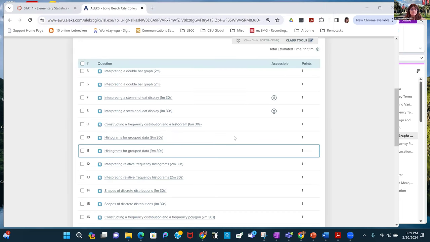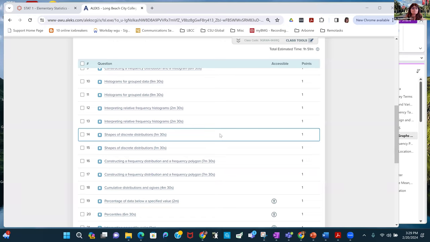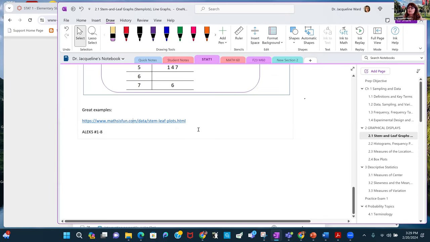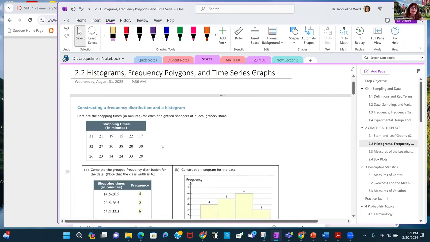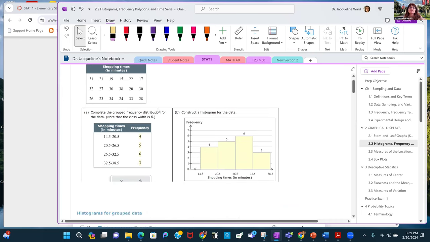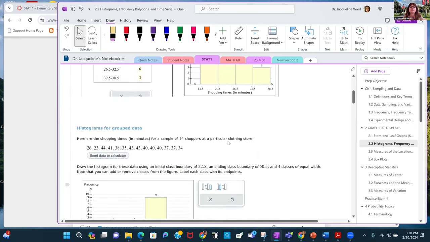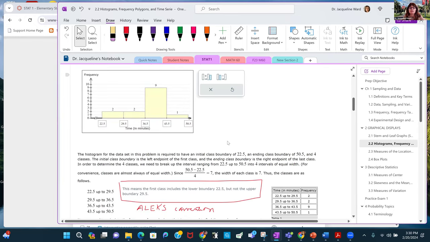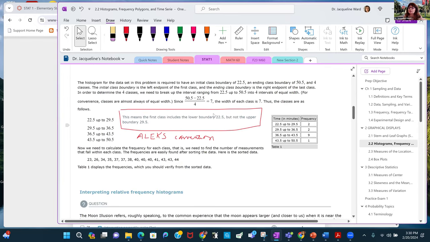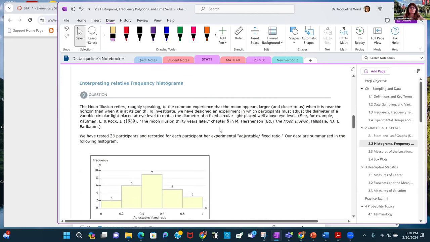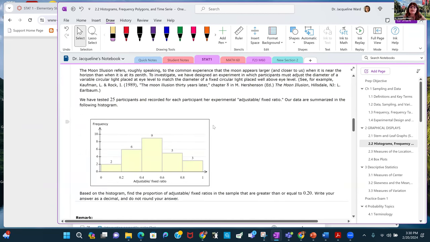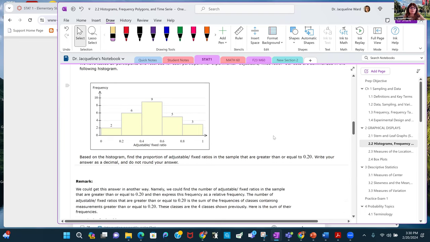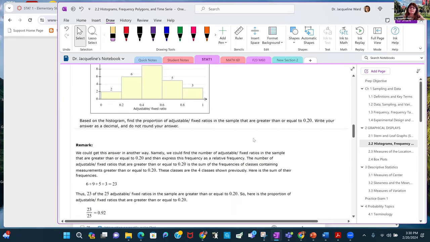That's histograms for group data. Let me just see. So I kind of went beyond number eight already. Let me just click back here. Okay. So our lecture notes, again, just kind of go over these different types of histograms, that convention of including the lower boundary, but not the upper. And then there are also relative frequency histograms. So this is where you have decimals or percentages, so it's relative to the whole.